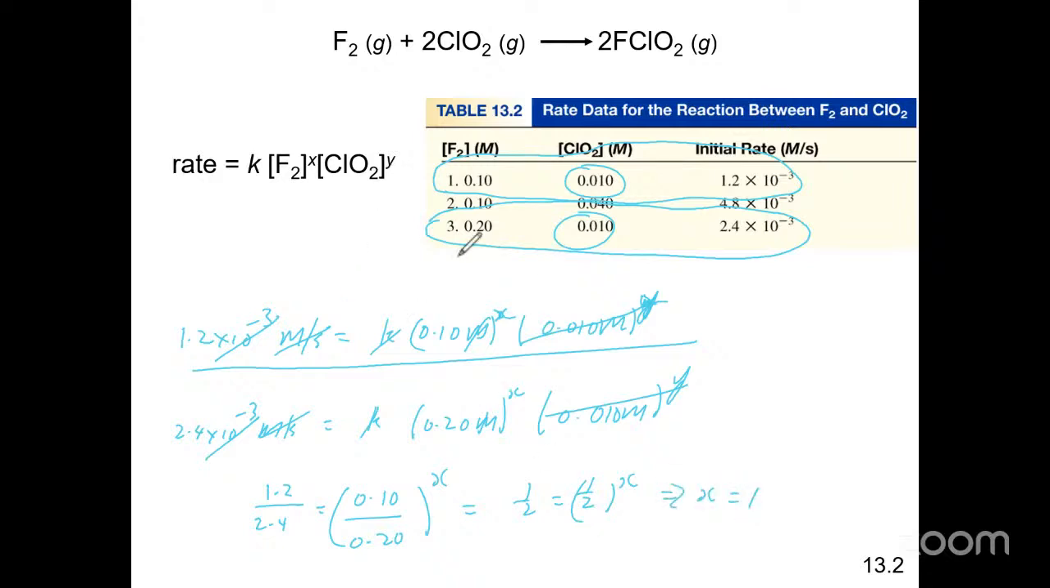So now we have determined that x is equal to 1, and y is equal to 1, right? So we say that the reaction is first order with respect to fluorine, and first order with respect to ClO2, and second order overall. So we can say here that the overall order is equal to 1 plus 1 equals 2. All right? And that's basically how we determine the orders of the reaction if you're given data like this. All right? Okay, any questions about this?